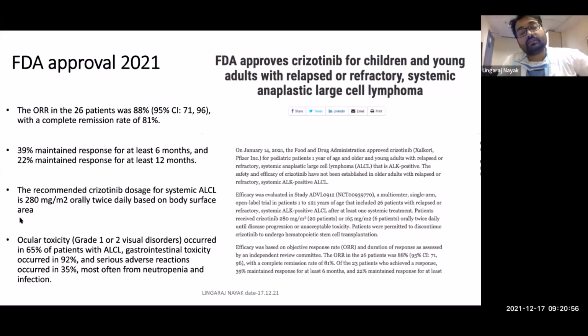Now, durability of response, as I said, is a concern. So there is one study that is enrolling, adding crizotinib with vinblastine. You achieve that excellent response, and then to maintain that response, you use vinblastine. That study is enrolling. Probably that is the way to go, because you have good responses, but durability is a concern when you use these targeted drugs.